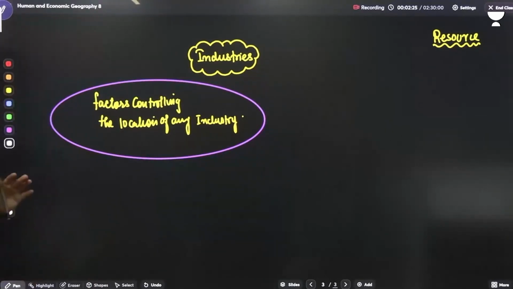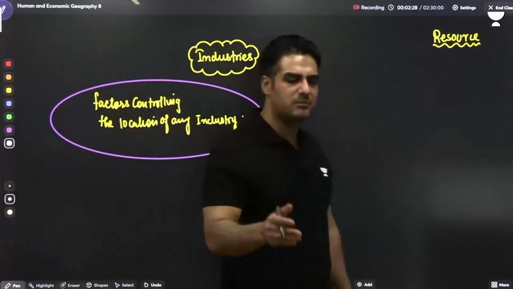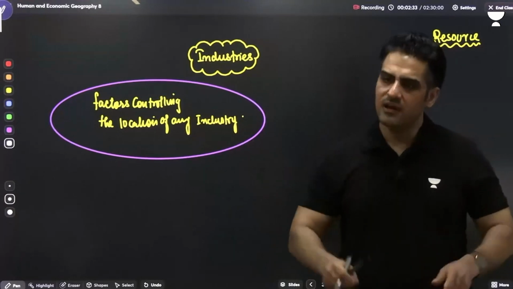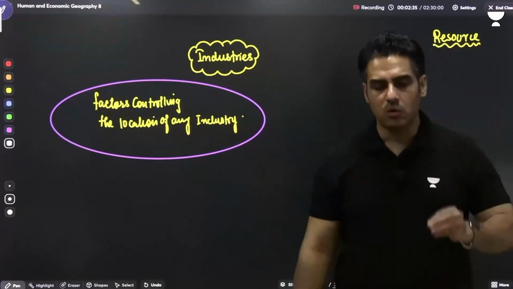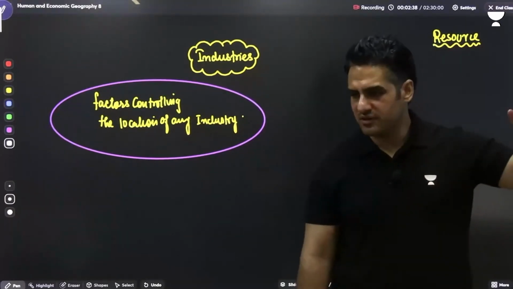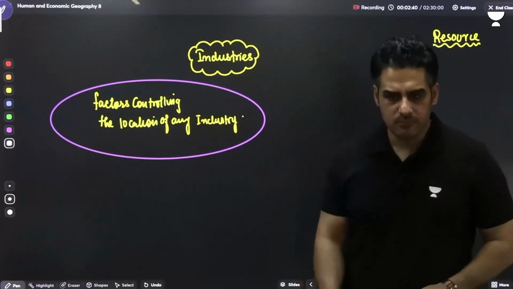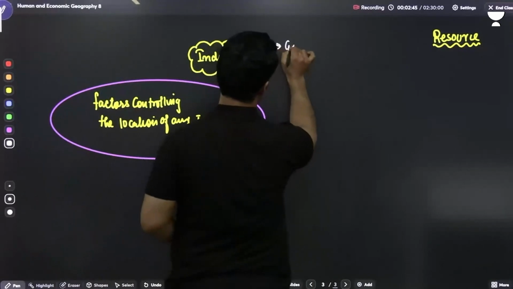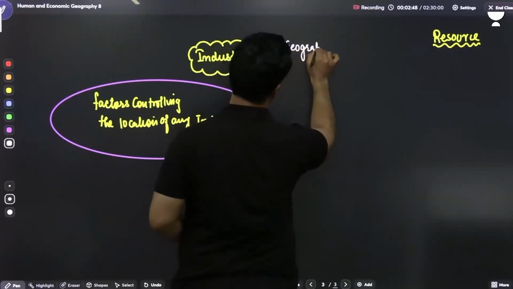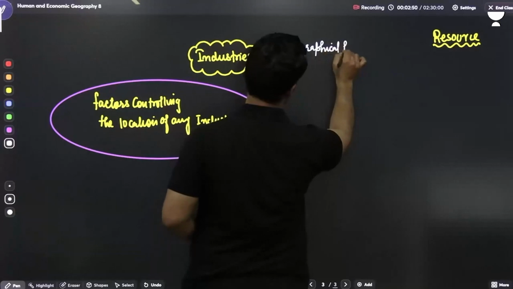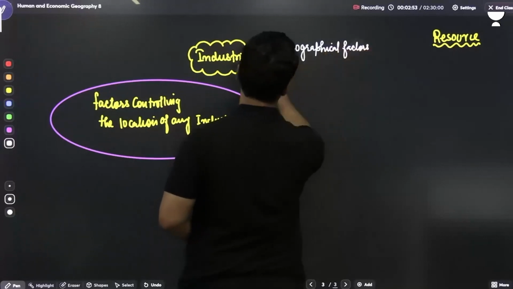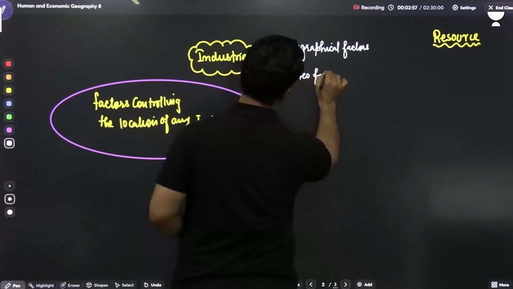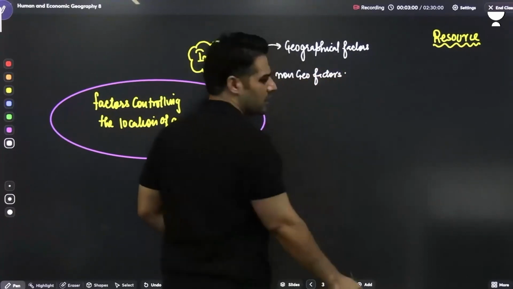बेटा यहाँ देखो, अगर आपको ही कोई इंडस्ट्री लगानी हो, if you have to establish any industry, forget about any industrialist. Keep yourself being an industrialist. Any industry if you want to establish, despite of the fact what type of industry it is, what all you will take in consideration? Common factors will be there, geographical factors. After that, you will discuss non-geographical factors.